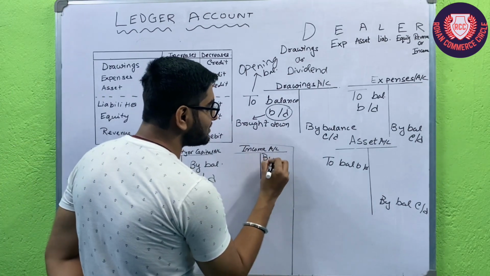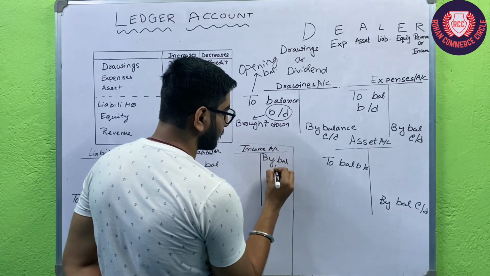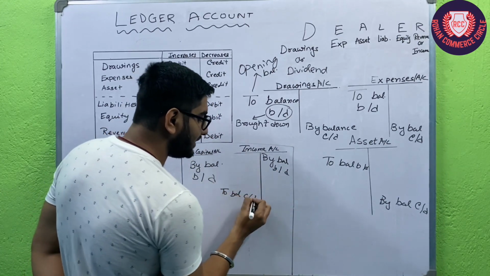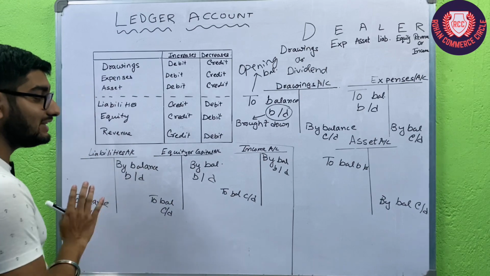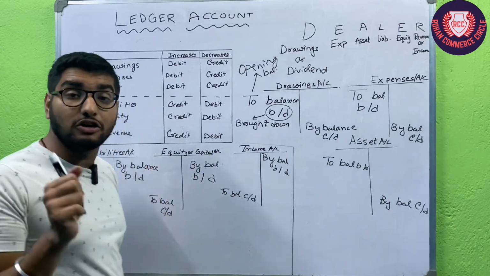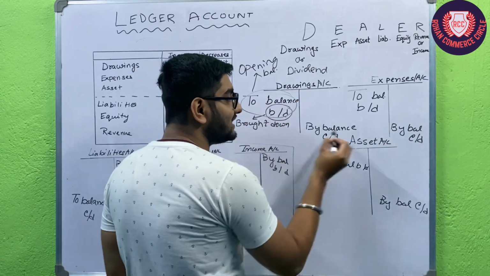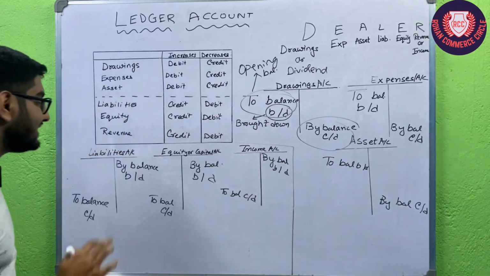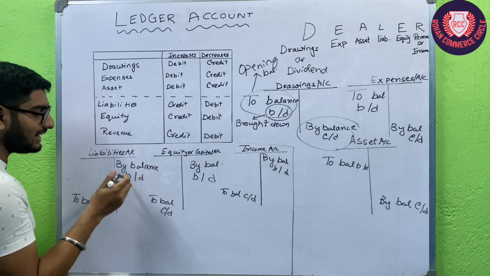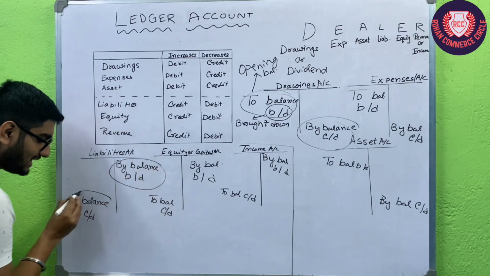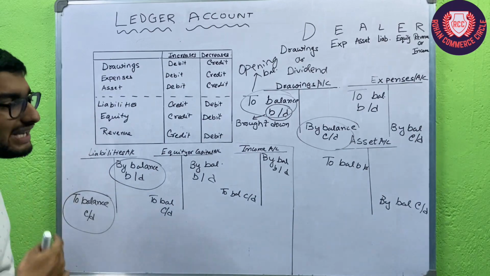That is by balance BD and to balance CD. So students, mind it, these all are opening and closing balances. This is very important. This one is the opening balance and this one is the closing balance. The same in case of credit also, that is the liabilities, equity or income. This is the opening balance and this one is the closing balance.